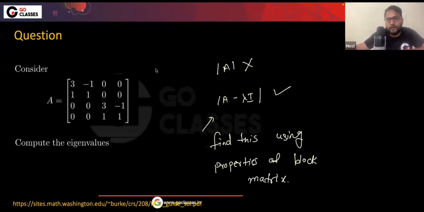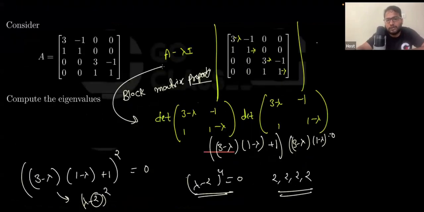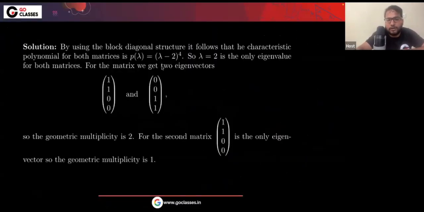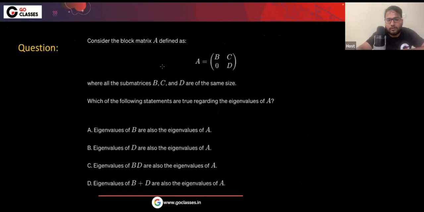Okay. Now let's just see the next question. So now what they're saying here, consider the block matrix A, which is defined like this, where all the submatrices B, C, D are of the same size. Which of the following statements are true regarding the eigenvalues of A? Again, they're asking about the eigenvalues, right?